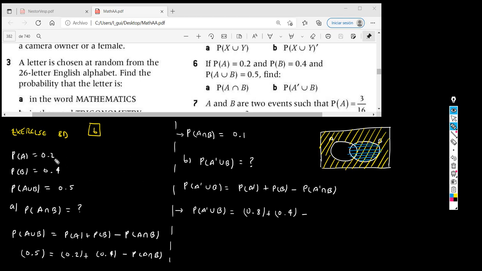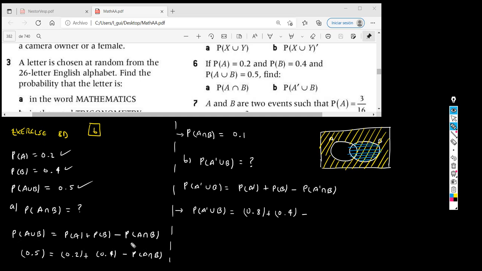So in here I have written what we know. This is the information we know. And they want me to find the probability of A and B, and the probability of A prime or B. So how do I find this? This probability, I'm going to use this formula. By now you should have memorized this one already.